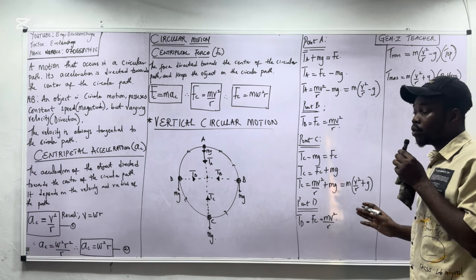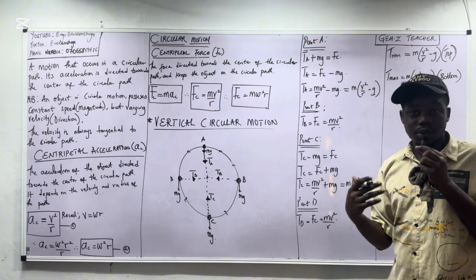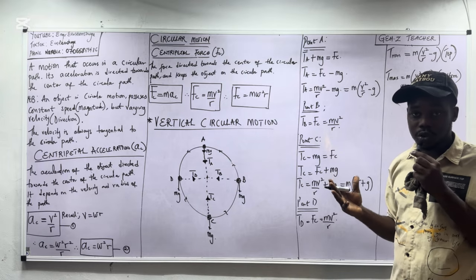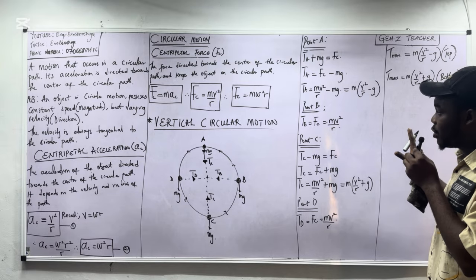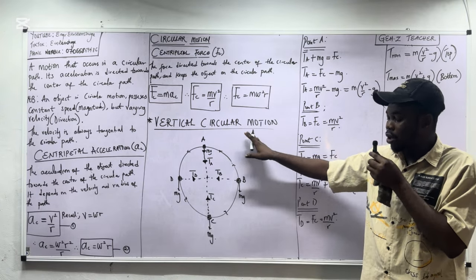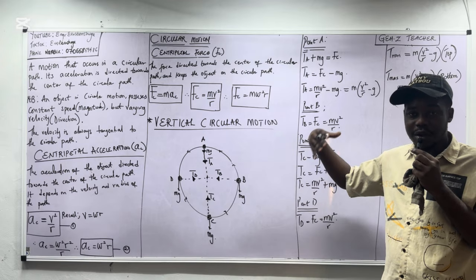So moving on, we're going to be looking at the next one, which is horizontal circular motion. But this will be all for this video. Please, these are the things you must learn for vertical circular motion. We're going to be solving questions after this series.